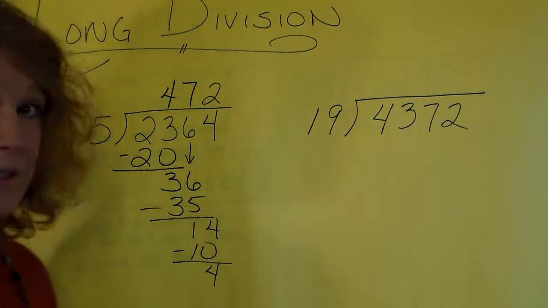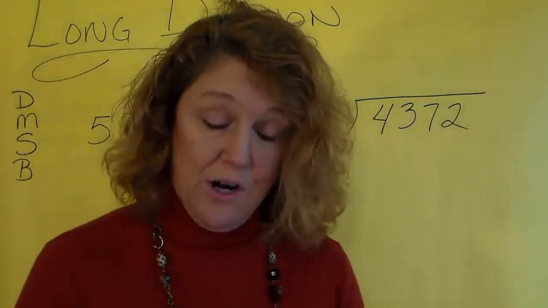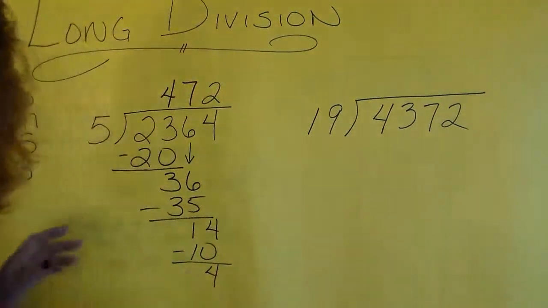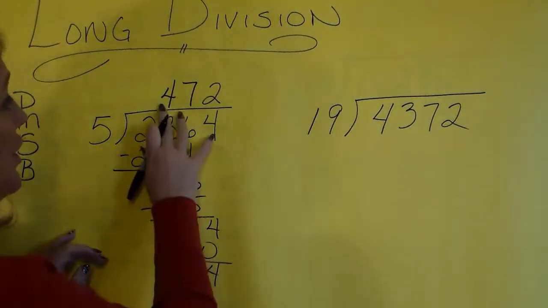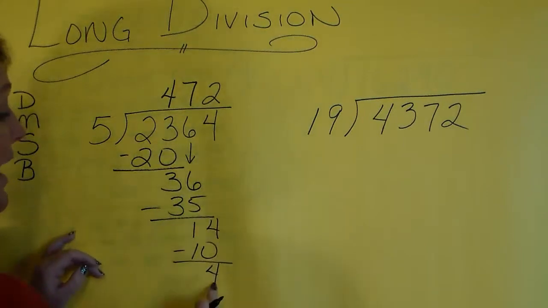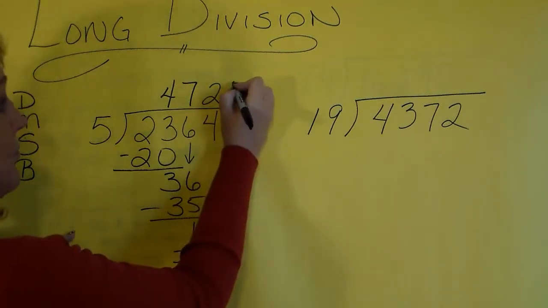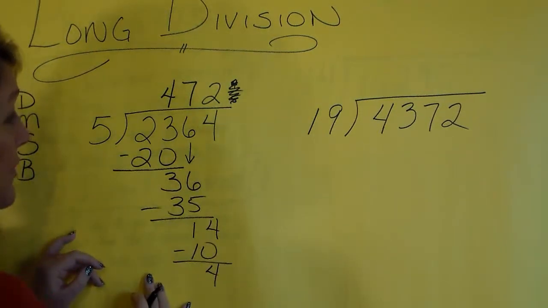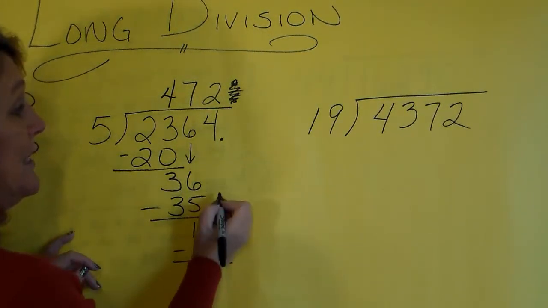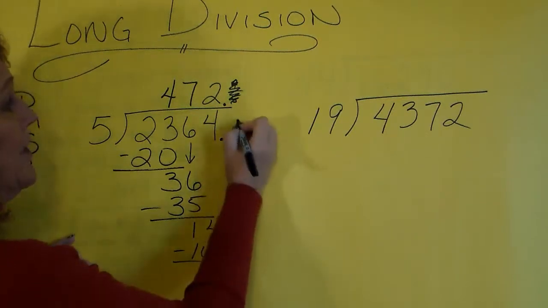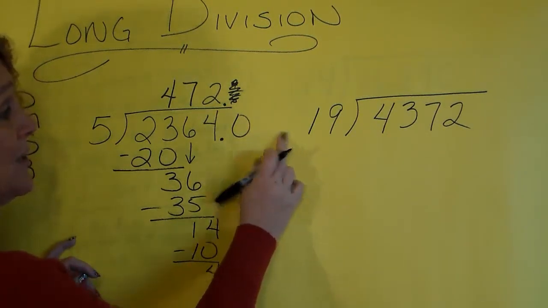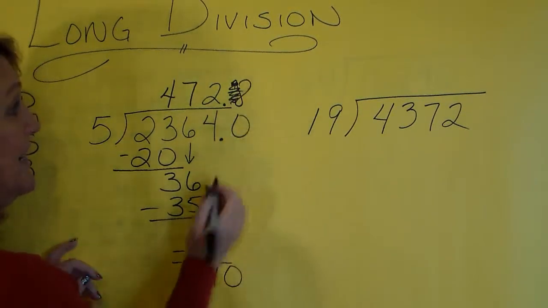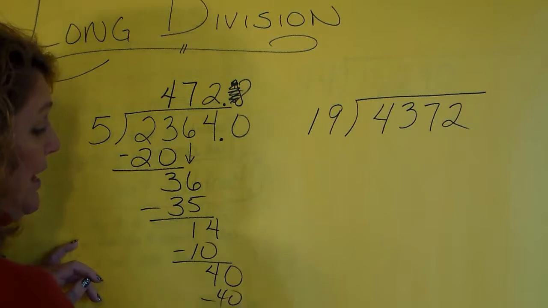Now, you have a choice. You can either make a fraction or you can make a decimal. So, if you were to make a fraction, your answer would be 472 and 4/5, and you would write that like that. Or, if you wanted to make a decimal, you could put a decimal place here, and you can put a decimal place here, and you can put a 0 here. You can put as many zeros as you want. You're going to bring that 0 down. 5 goes into 40 8 times. 8 times 5 is 40, subtract, and 0.